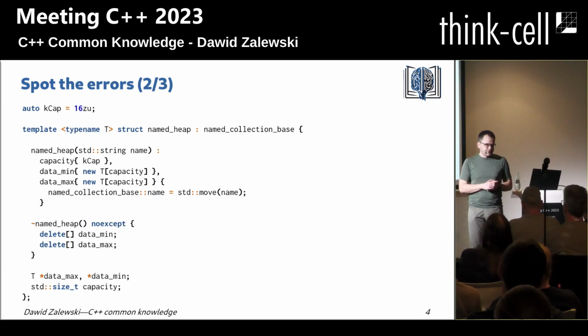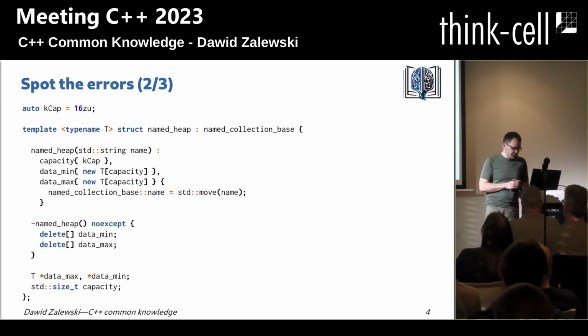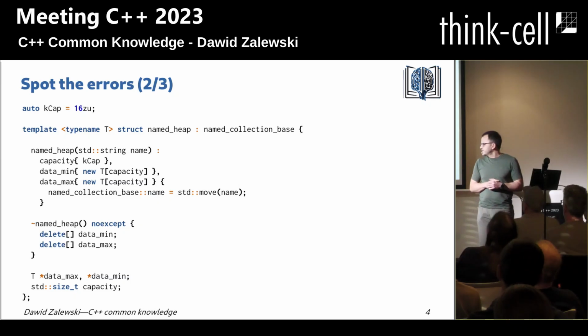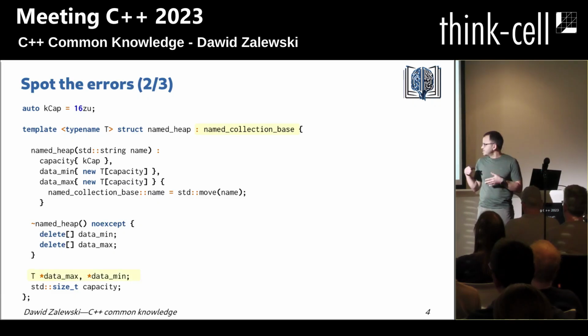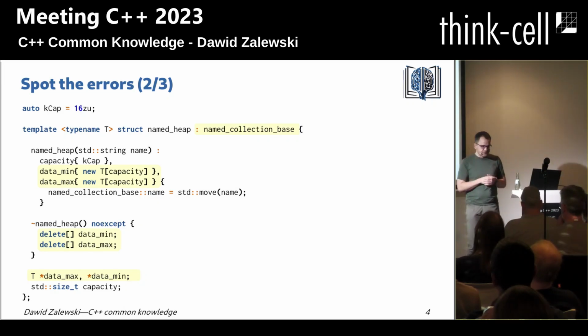All this work is not done for nothing. There is something that uses named collection base. That's a named heap. It inherits from it, and it's a heap data structure, so something that makes it easy to pick up the biggest or the smallest number. This actually keeps track of the smallest and the biggest value. So it has some data members for it, data max, data min, arrays dynamically allocated, a proper destructor, a proper constructor that constructs everything.